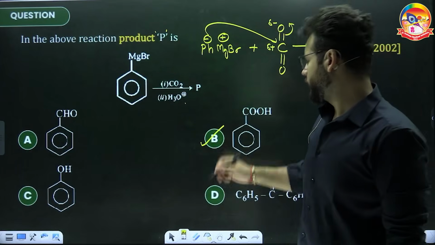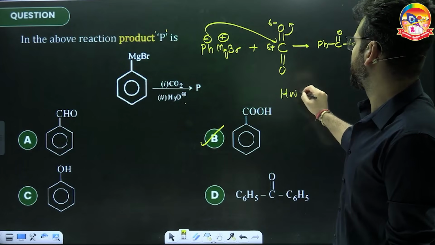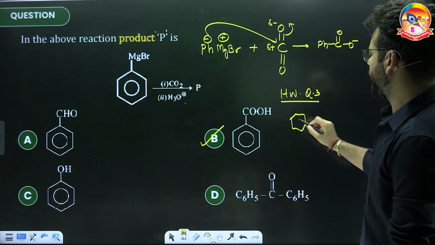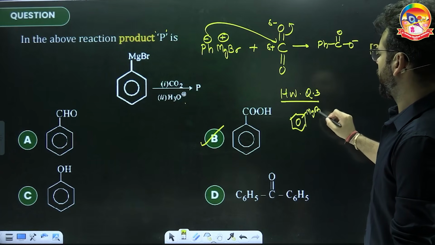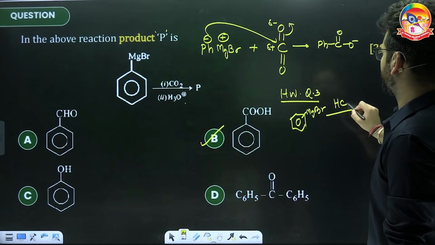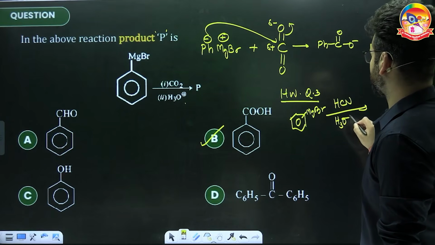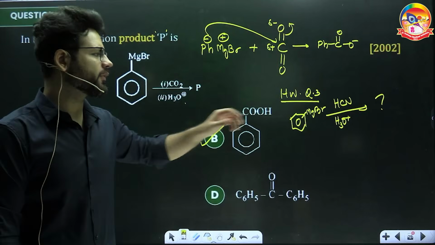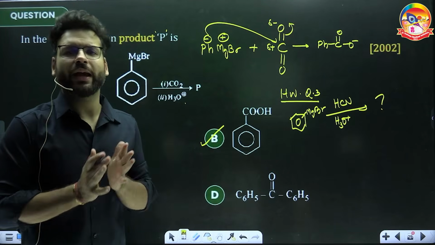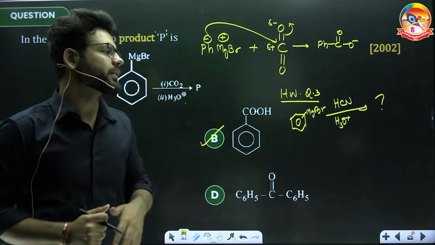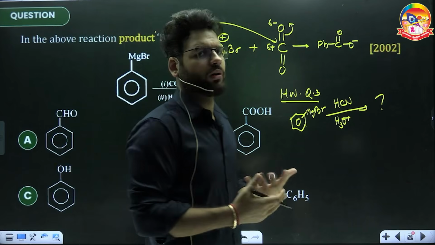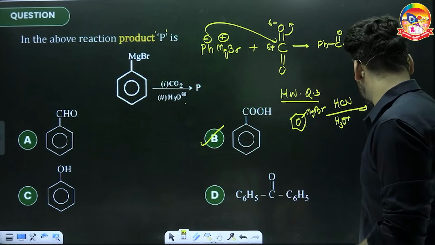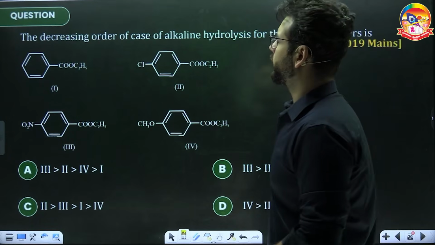Tell me as homework question number 3, what happens if Grignard attacks on HCN followed by hydrolysis? I'm waiting for your answer in the chat box. You need to tell me the name of the product when Grignard attacks on HCN. Is it benzoic acid? Is it benzyl alcohol? Is it benzaldehyde? What type of reaction is it? Tell me what is the product in this one. Moving on to the next one.